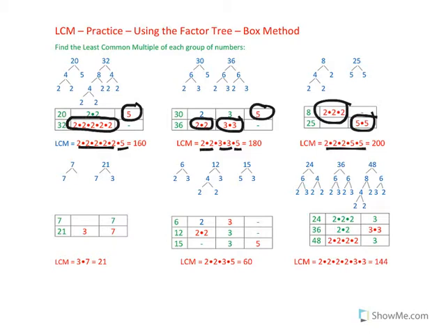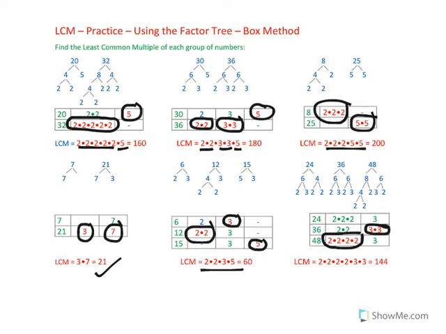Here we have a 7 and a 3. So 7 is the most number of 7's, and 3 is the most number of 3's. Get 21. Most number of 2's here. Doesn't matter. Pick one of them. And pick, well, it's the only one. Pick the one and only 5. And you're going to get 60. Here, the most number of 2's times the most number of 3's is going to be 16 times 9, or 144. How did you do?